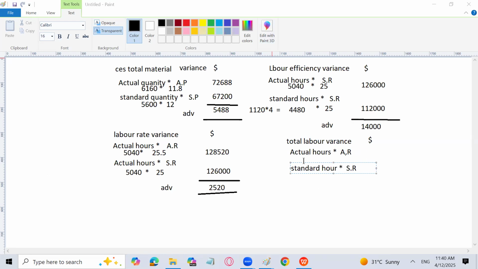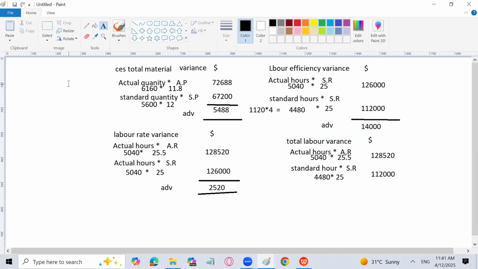And that is actual hours into actual rate. So let's calculate that. Let me write it down also. So actual hours is going to be 5040 multiplied by 25.5, and standard is 4480, the last one, into 25. So this will become 128520, and this will be 112000.